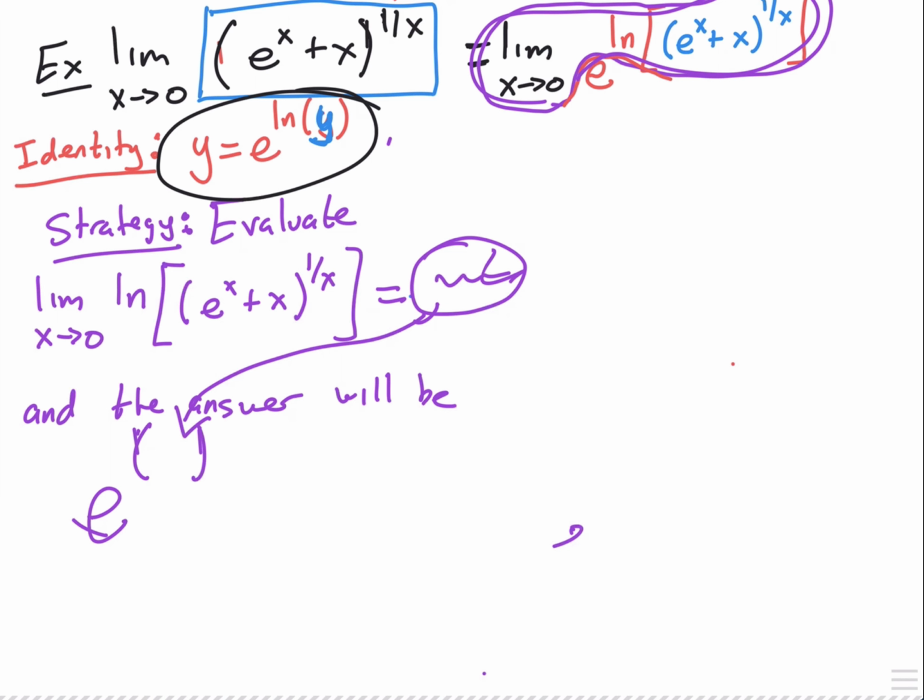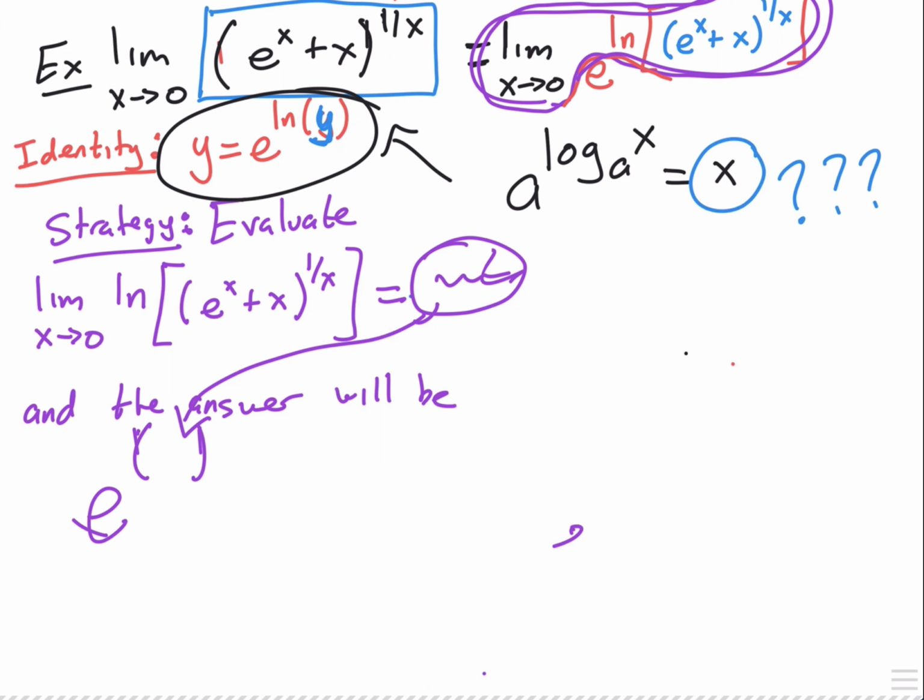Well, this is one of the identities, but the standard one is a to the log base a of x equals x, right? So all you're doing is taking this, which I don't know how to evaluate, and rewriting it like this and hoping it will work out instead. You're just rewriting it a different way. And the reason it does work out is that rewriting it with the log allows you to take the exponent and bring it down. That's really what helps you.